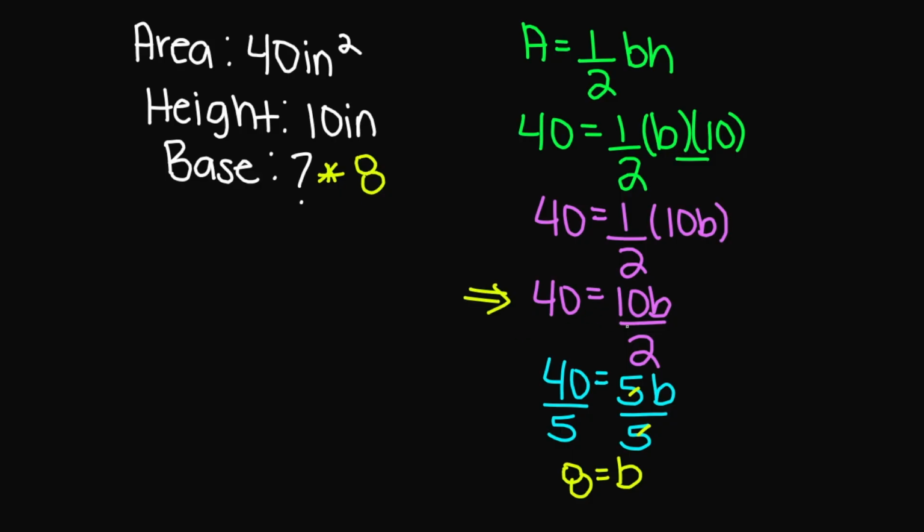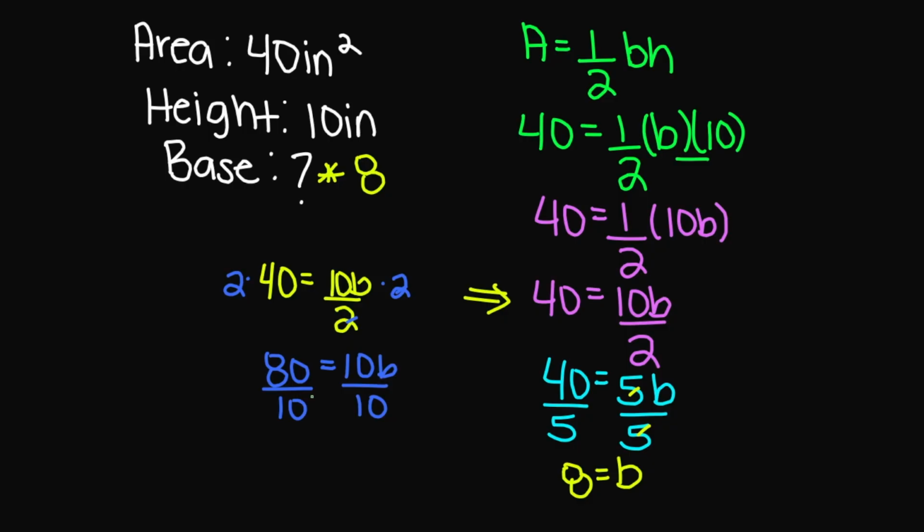Remember, when you get to this step here, 40 equals 10B divided by 2, you can just multiply both sides by 2 to get rid of your 2. So if you multiply both sides here by 2, you have 2 times 40 on your left side. This is going to be 80. And then your 2s here are going to cancel out and you'll be left with 10B. And then if you divide both sides by 10, you are going to get 8, and this is going to equal B. So your 10s here are going to cancel out. So notice that you do get the same answer.